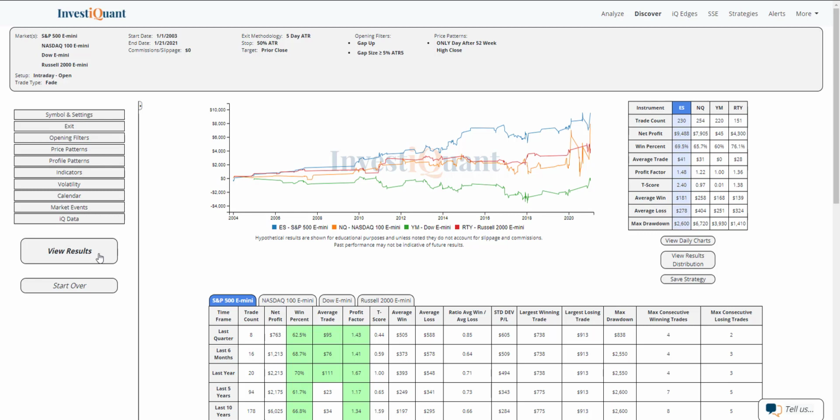Historically, this has happened pretty regularly. We've got 230 samples here for the S&P, 254 for the NASDAQ, 220 for the Dow, and 151 for the Russell. And if you look at the win rates on these, you'll notice they're higher than what we normally see on our end-of-day biases, and that's because we do have a target that this is working with.